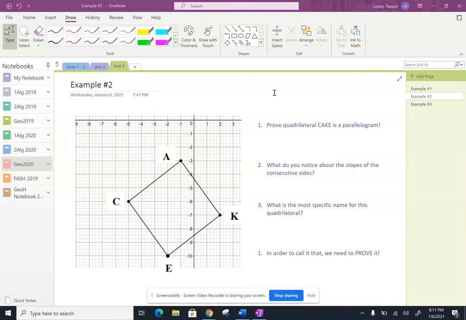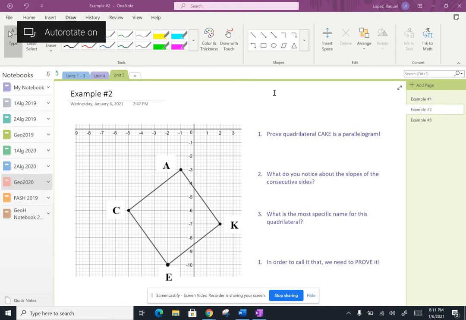Welcome back, geometry. Let's take a look at example 2. So we already did example 1, which is how we figured out how we can prove quadrilaterals are parallelograms on a coordinate plane. So now let's take a look at number 1, which says prove quadrilateral CAKE is a parallelogram. So we want to do the same thing.